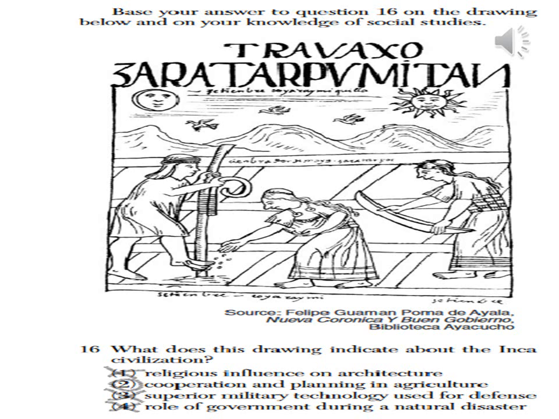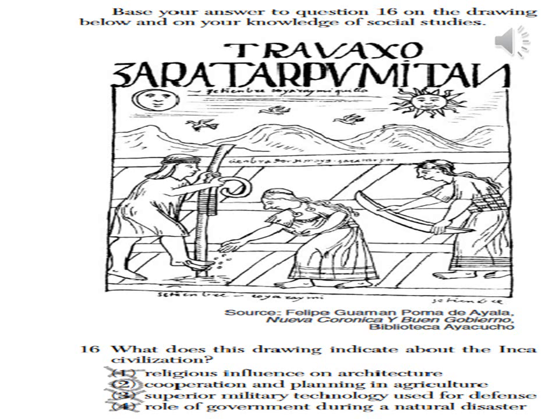What does this drawing indicate about the Inca civilization? Is it 1, religious influence on architecture? Is it 2, cooperation and planting in agriculture? Is it 3, superior military technology used for defense? Or is it 4, the role of government during a natural disaster? Very, very easy question. You just gotta look at the picture to know that number 2 is the right answer.